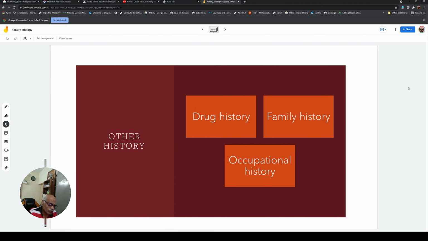I've been telling you about drug history: aspirin and anti-inflammatory drugs are all ototoxic. Then family history should be solicited, and occupational history should be sought. If the patient is working in a factory where the shop floor is very noisy, these patients can have noise-induced hearing loss.